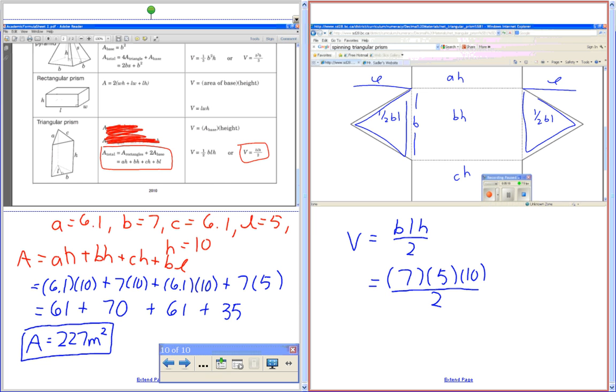Okay, all I did for that is use the equation over here and slip the numbers in there. So 7 times 5 is 35, times 10 is 350, divided by 2 is 175 meters cubed. You got that right?